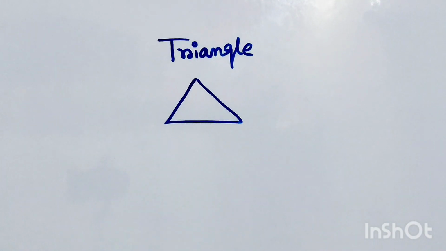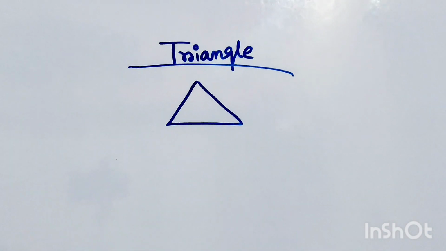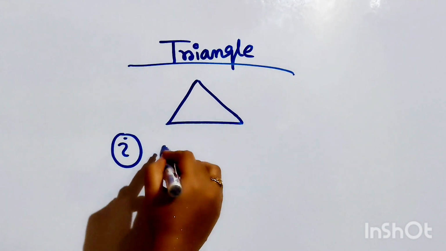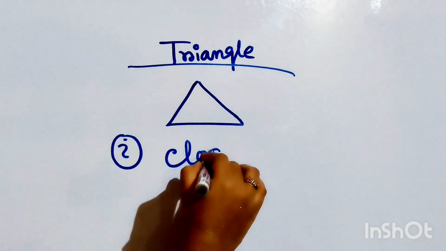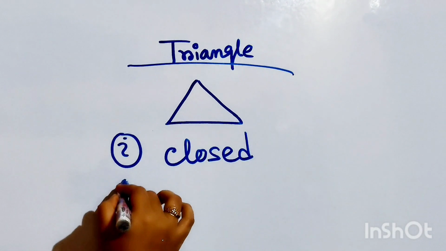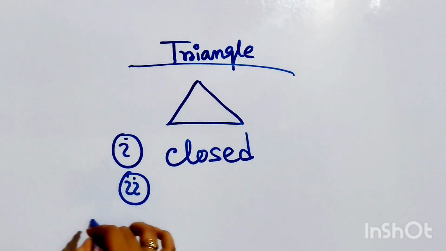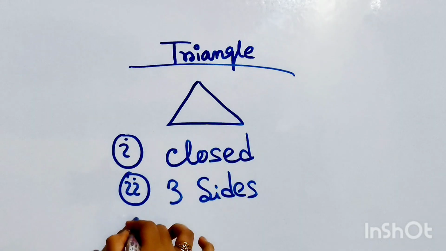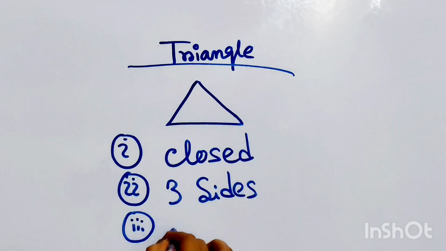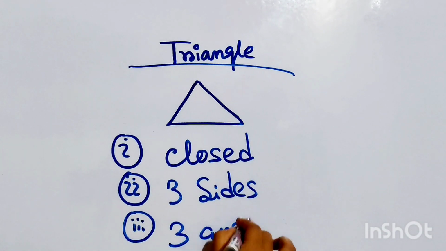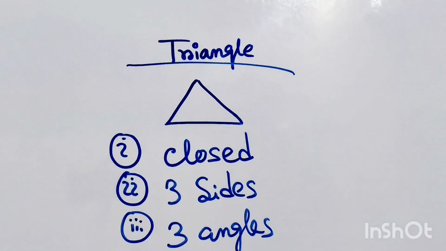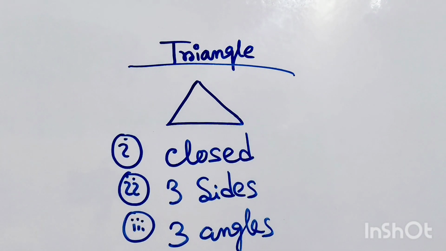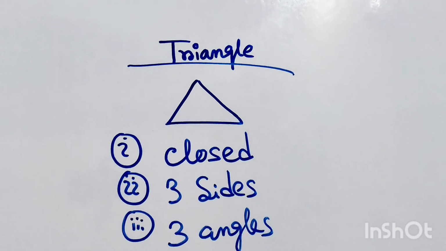Here I have already drawn a picture. This is the picture of a triangle. Now which conditions must be fulfilled to make a geometrical shape a triangle? First is closed, second is three sides, third is three angles. Closed means the shape must not be open. It will be bounded from each side. There will be no open circumference or any open line.